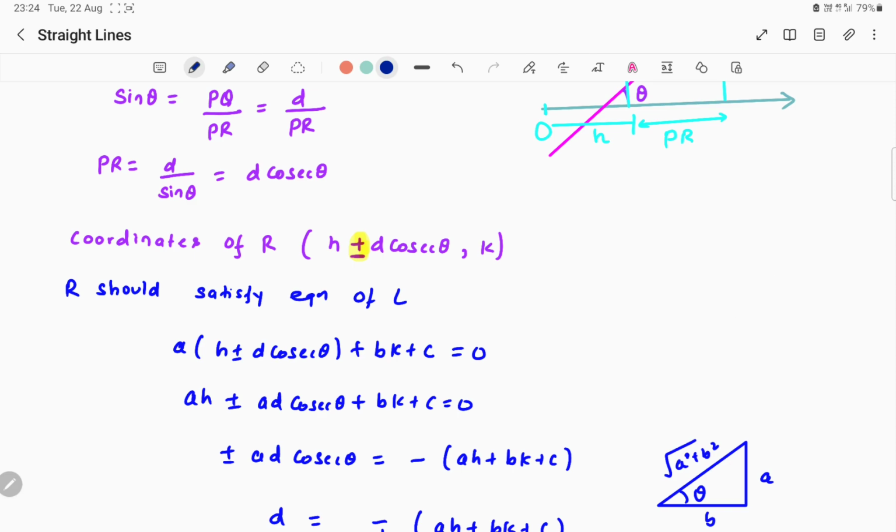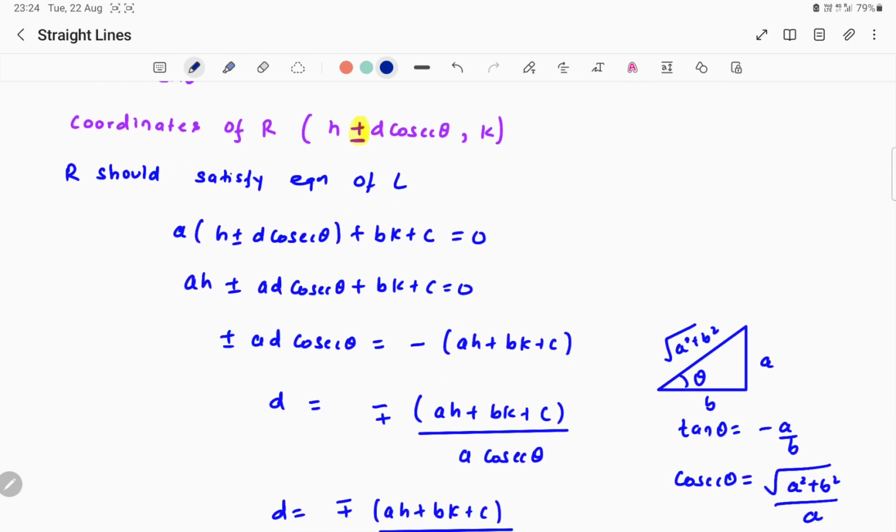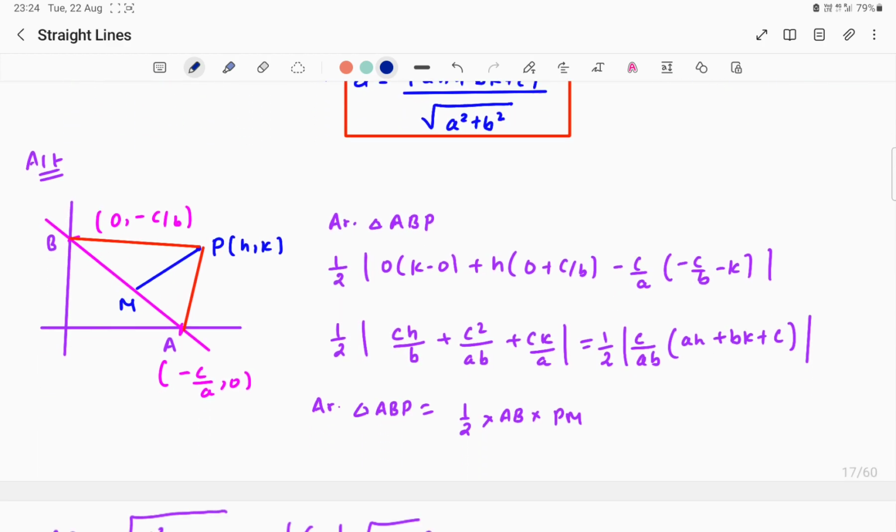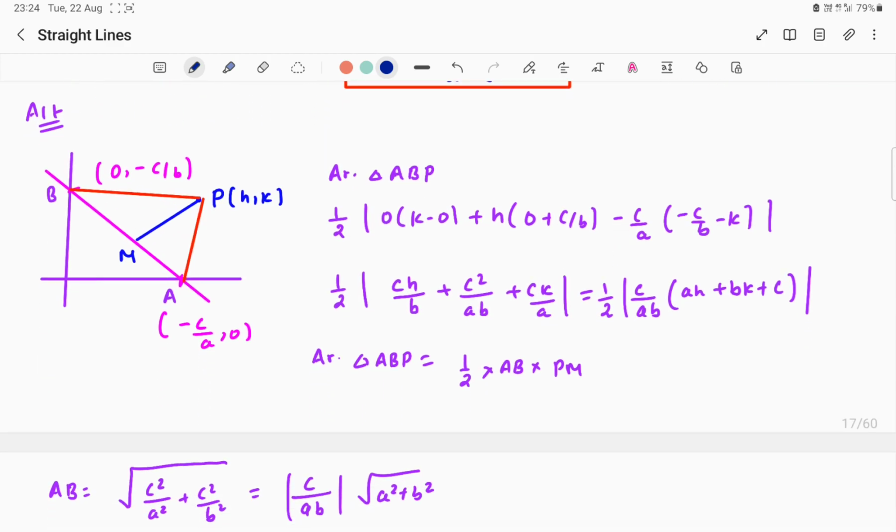Now let's see the proof. So there are two proofs. One proof we will do with the help of trigonometry, and the other proof is the one given in the NCERT. So let me show the NCERT proof first.